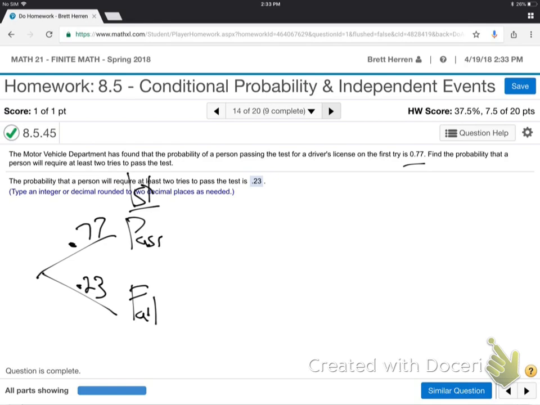Next, find the probability that a person will require at least 2 tries. See their question? I already answered it. Why is it 0.23? That's the fail mark, because that's exactly what they're asking. If a person requires at least 2 tries, that means they failed the first time. That's a funny way for them to say, what's the chance they failed the first time? Do you see those words are equivalent? There's the lawyer reading the words and seeing exactly what they mean. Taking it at least 2 times is a fancy way of saying you failed the first time. That's just 0.23. That's all they're asking. Make sense?